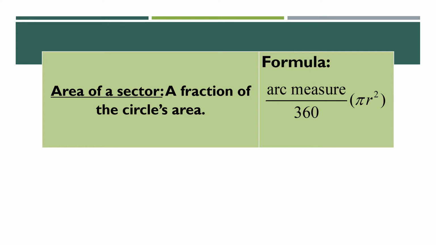So an area of a sector is a fraction of the circle's area. So on those last slides, you just did half of the circle's area, and you did a quarter of the circle's area. So now we're going to be able to do even smaller or bigger pieces of that and irregular pieces. So the formula is arc measure over 360 times pi r squared. So we're still using that area formula, just like we did the other day when we found the length of our sector. We use 2 pi r for circumference versus area.